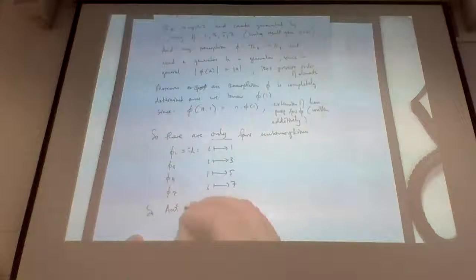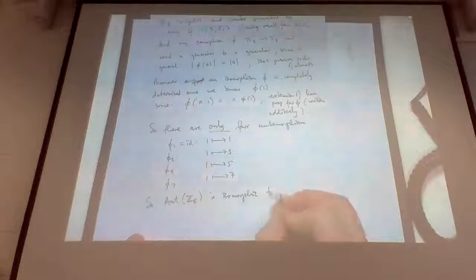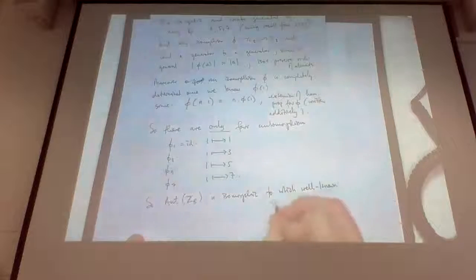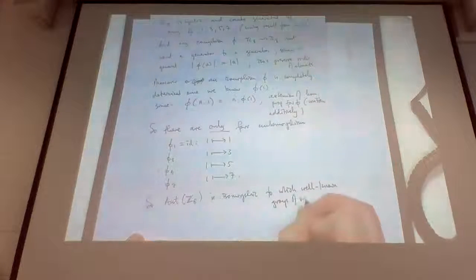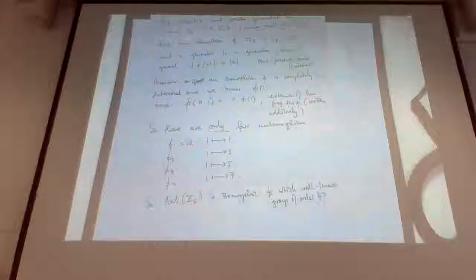I'll deal with the last part. We have to determine the isomorphism class of the automorphism group of Z8. So which well-known group of order 4? That's the question we'll have to determine.